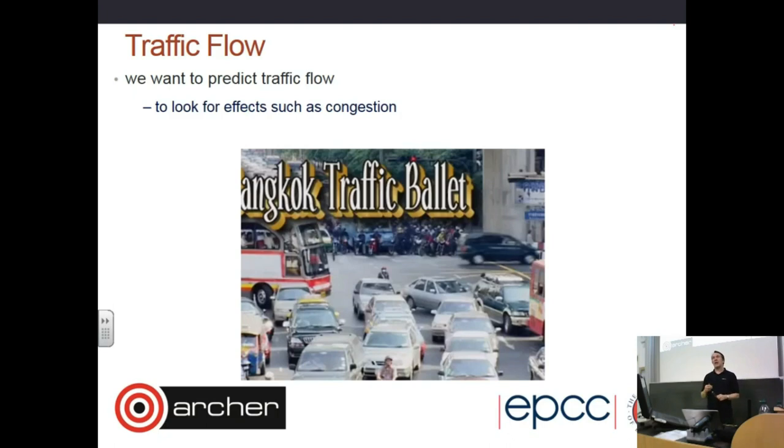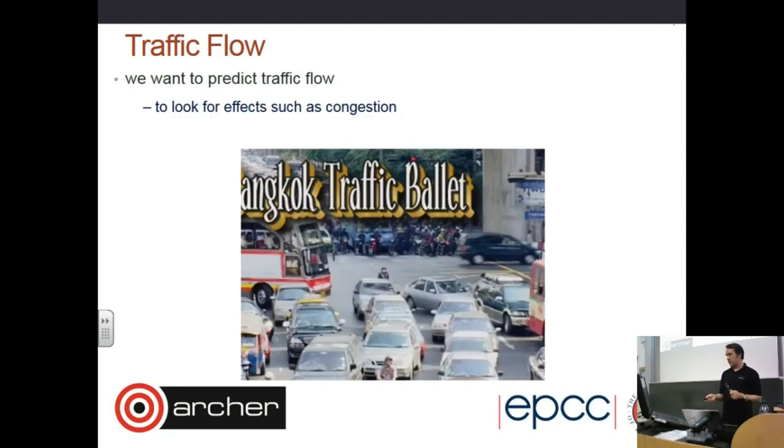Longer term, which is more like climate prediction, is saying, do I need to build a new motorway? What is going to be the effect on the traffic around Edinburgh when we build a new fourth road bridge? That's a kind of longer-term thing. What-if scenarios. So traffic modeling is a big field. It's very useful to be able to do.